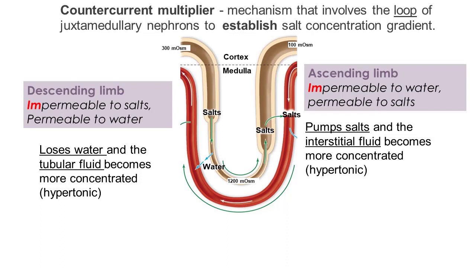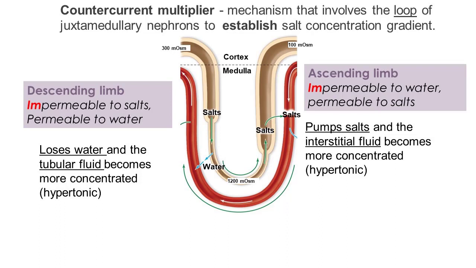So here we go. We're going to start over here. The ascending limb of our loop is impermeable to water. Water will not go in or out of the ascending limb of the loop. But here where it says permeable to salts, that's kind of a half-truth. It's permeable because we have salt pumps in the ascending limb. And what do we call the salt pumps? Sodium potassium pump. Sodium is actively transported out, chloride is going to passively follow, and we have salt in the interstitial spaces.